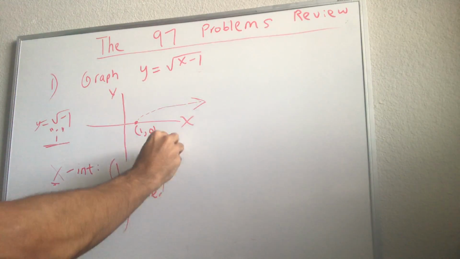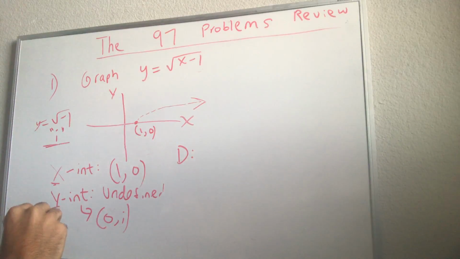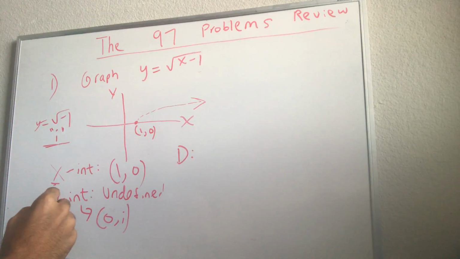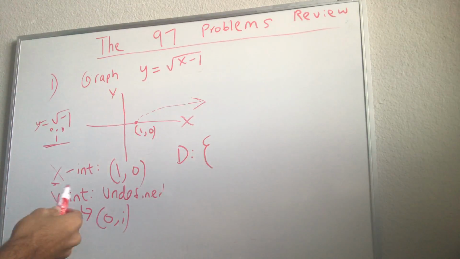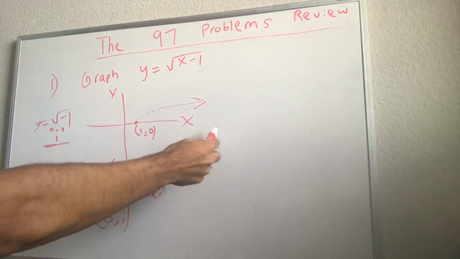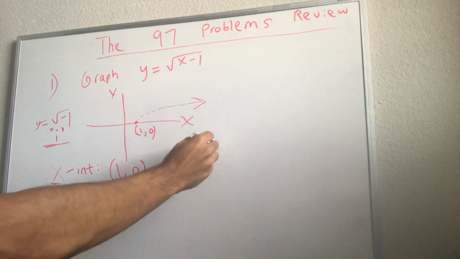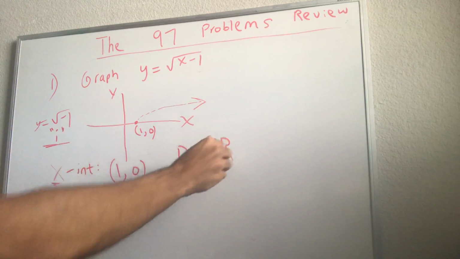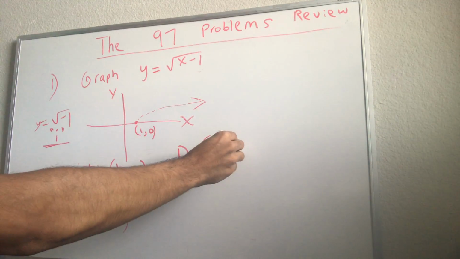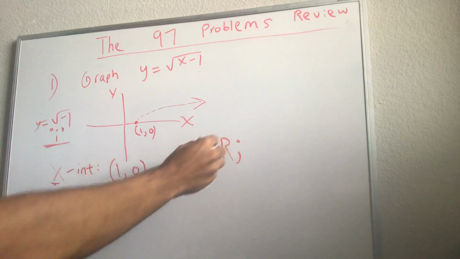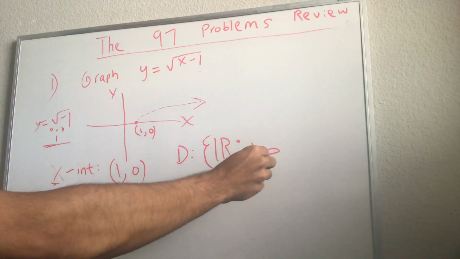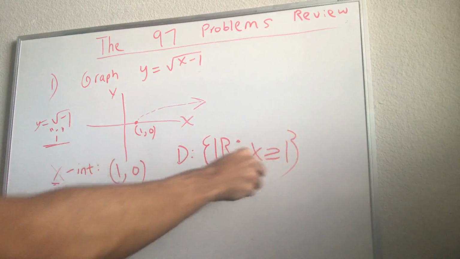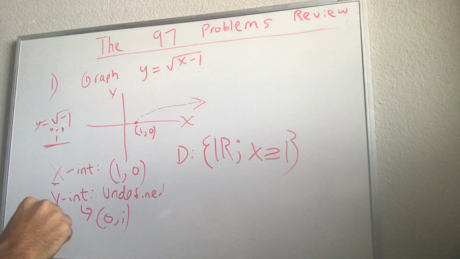Then comes your domain. The way I would show the notation for the domain is, you want to make this bracket, and then you always say it has all the real numbers, and then you put this semicolon such that x is greater than or equal to 1. So that's your domain. And that makes sense.